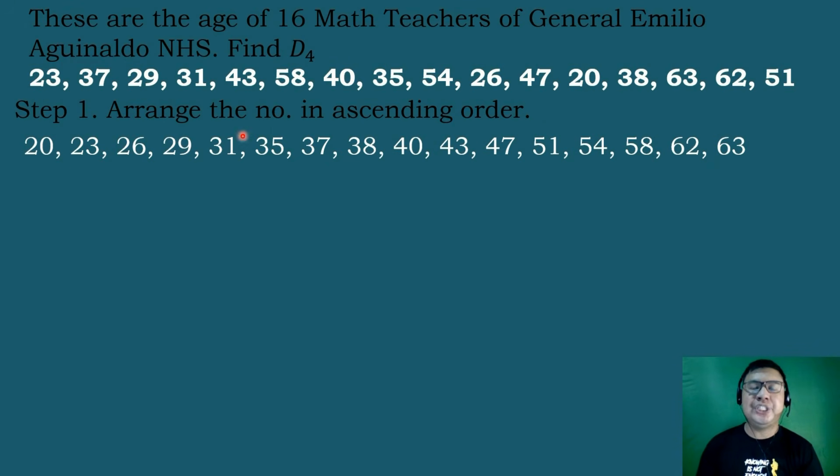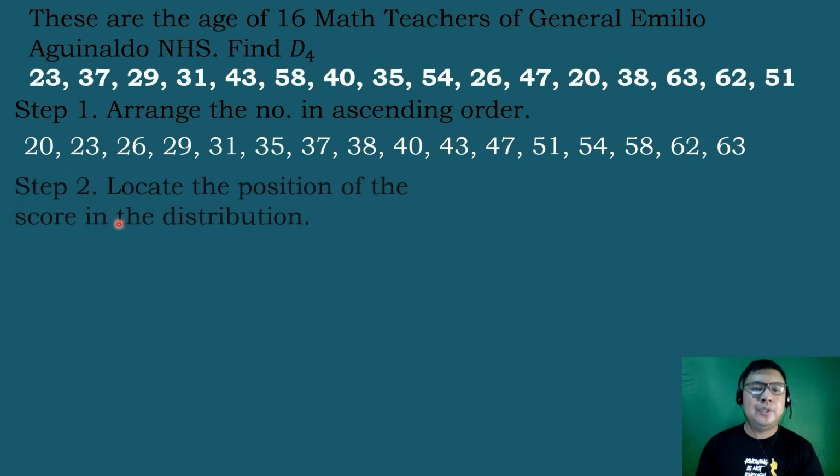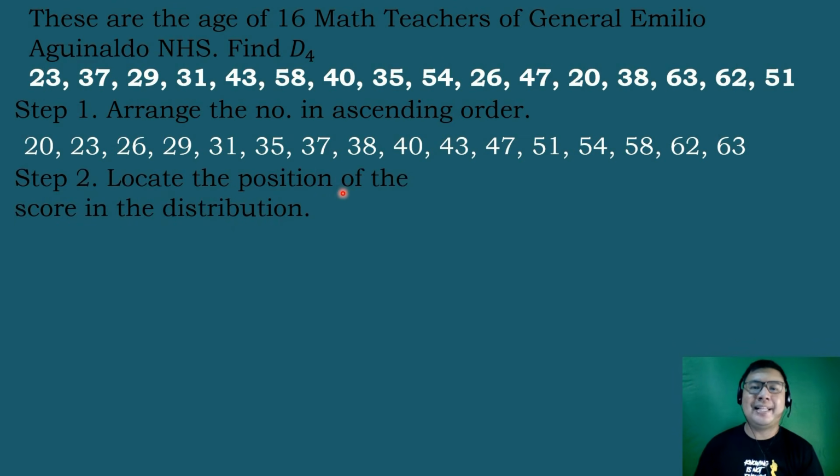So after arranging the numbers in ascending order, we will now perform step 2, and that is to locate the position of the score in the distribution by using the formula of decile, which is decile sub k is equal to k over 10 times the quantity n plus 1. We will be substituting the value of k, which is equal to 4. So we have D sub 4 is equal to the value of k, which is 4, all over 10 times the value of n, which is the number of teachers, and that is equal to 16 plus 1.